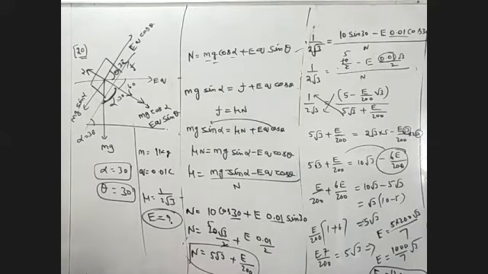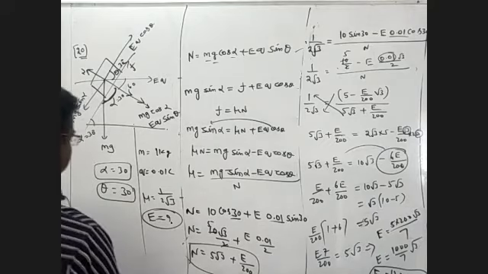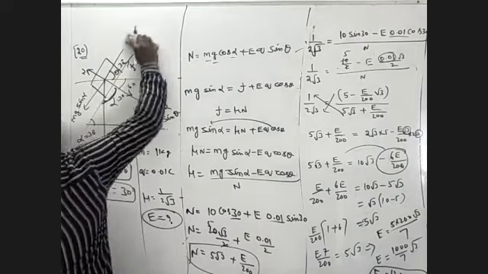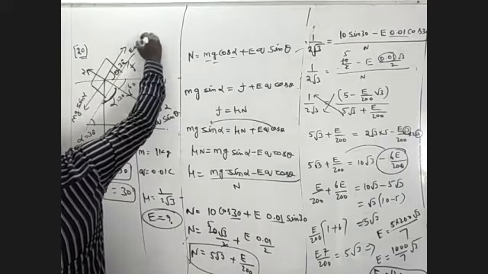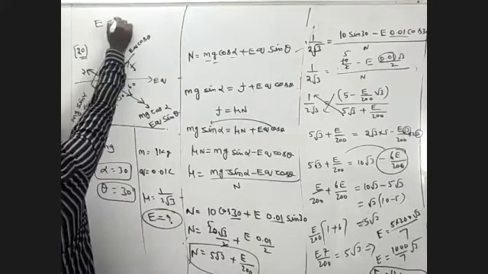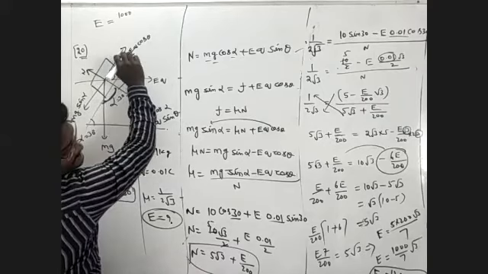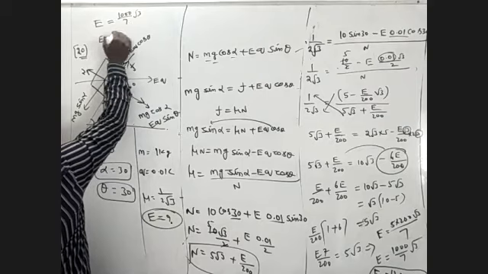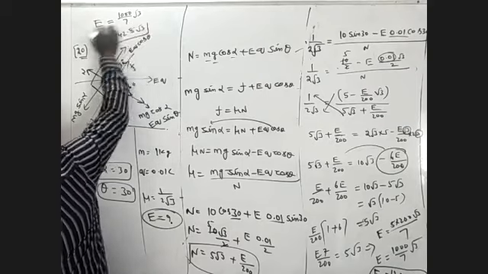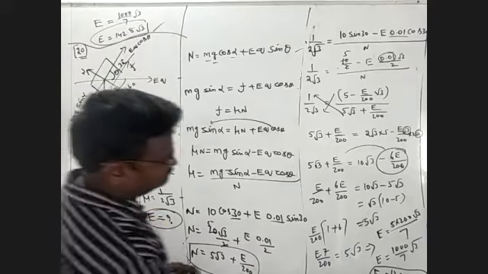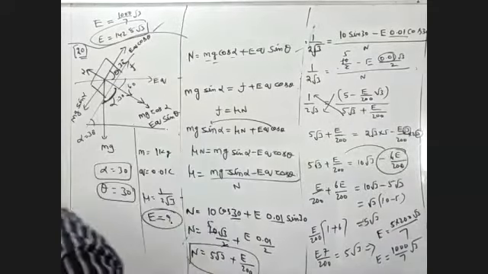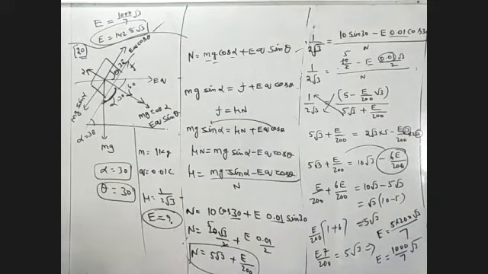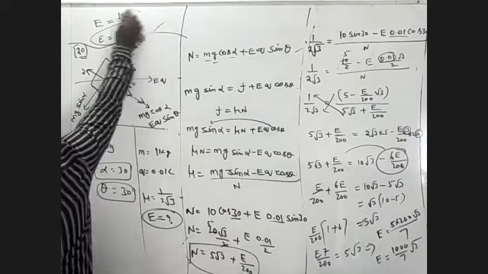This is question number 2. E is equal to 1000 by 7 root 3, that is 142.8 root 3. That is your answer. Next question.